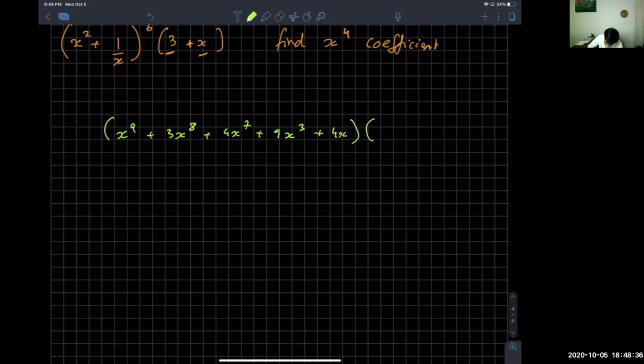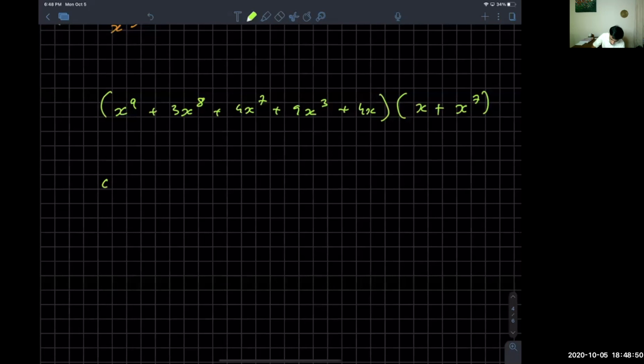multiplied by x plus... Okay, in this expansion, can you tell me what is the coefficient of the x to the power 8 term? Let me make this complicated. Put 2 here. Okay, what's the coefficient of x to the power 8 term? Can you all put that down in chat?